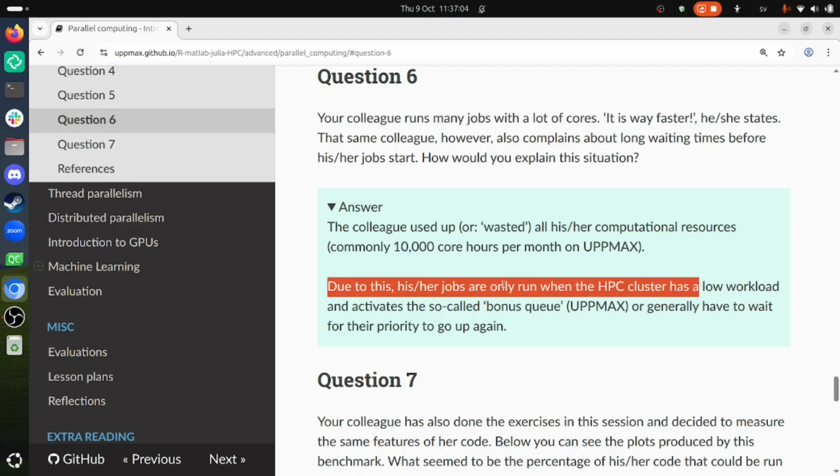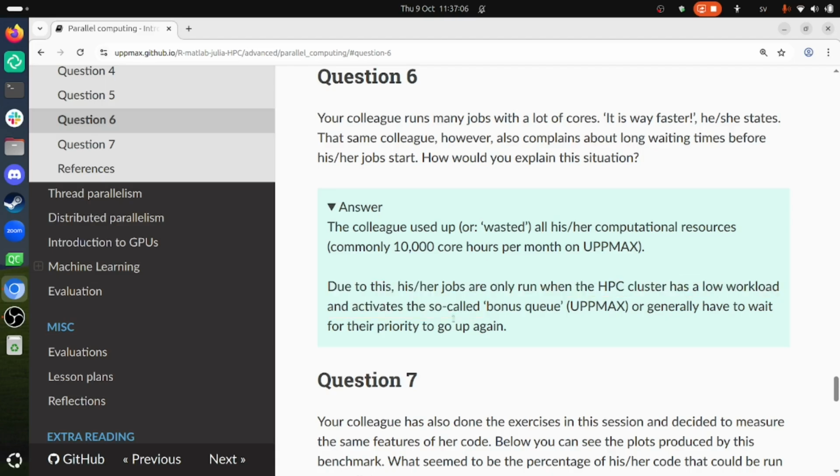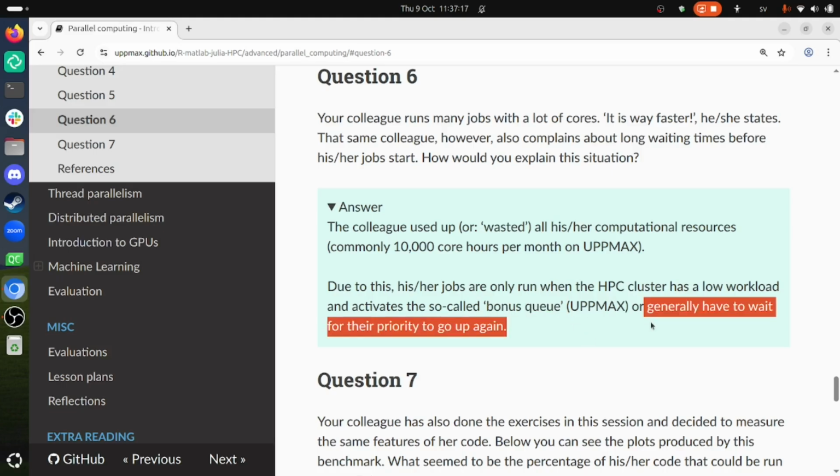There are some HPC centers that have a so-called bonus queue. That means if an HPC cluster is doing nothing, then those jobs are run. But most of the time you just need to wait until it's your turn again.